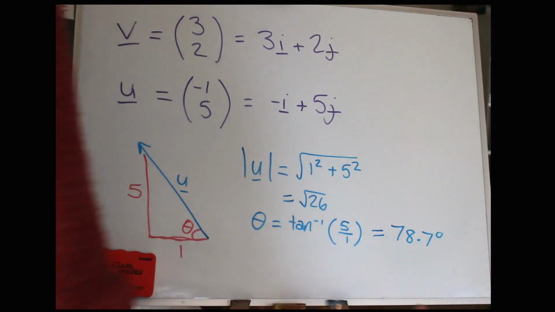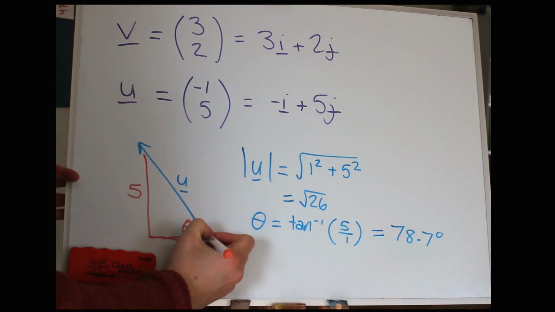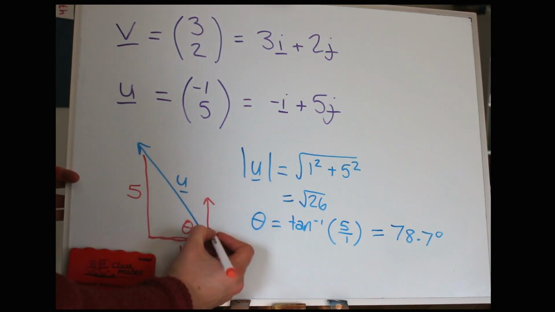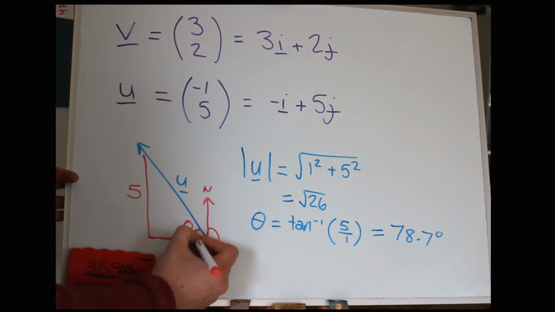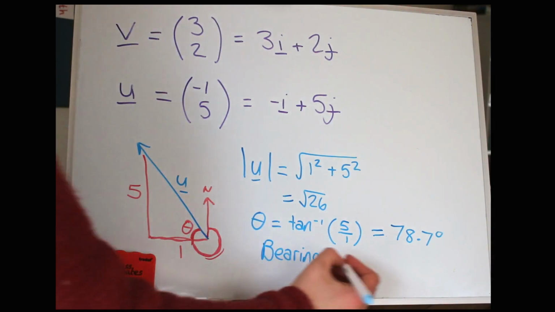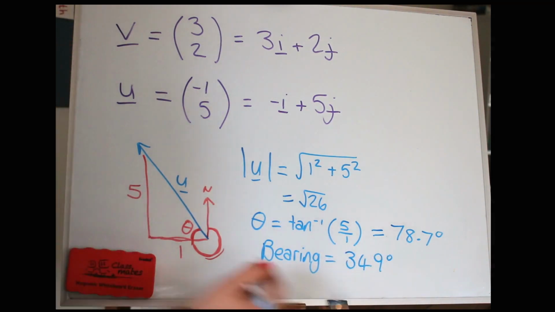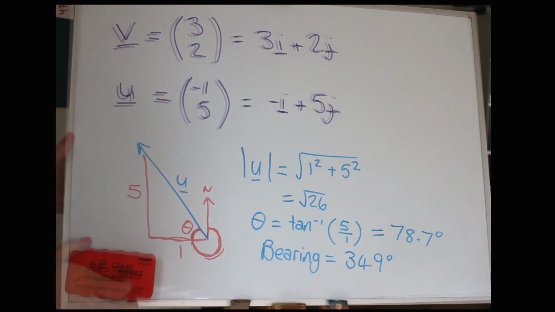And again, if you wanted that as a bearing, have a go at finding that as a bearing. A bearing is measured from the north line clockwise, so it would be all the way around there. So it would be that little angle theta plus 270. And I make that to the nearest degree as 349 degrees. Well done if you got that.